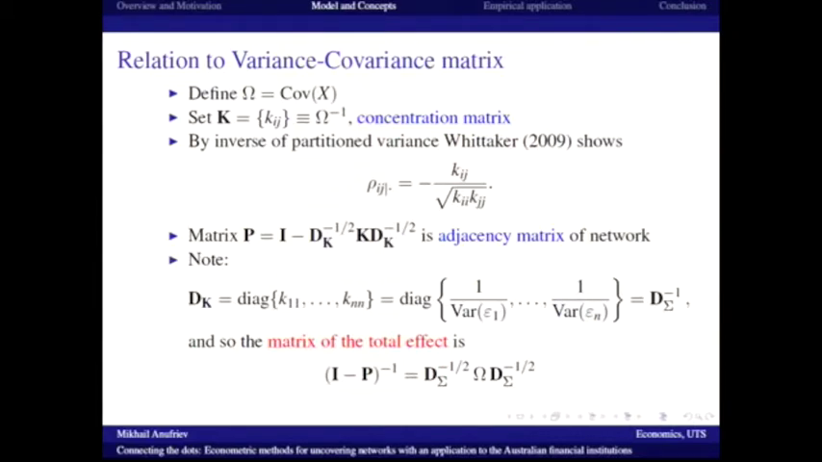It turns out that this is related to the variance-covariance matrix, but that is not exactly the variance-covariance matrix. That's the matrix which is normalized by the variances of epsilons. That is, by the conditional variances of x's, conditional on all others. So now we know that if the partial correlation matrix has an interpretation of one-step propagation of the shock, then the total effect will be measured by this.